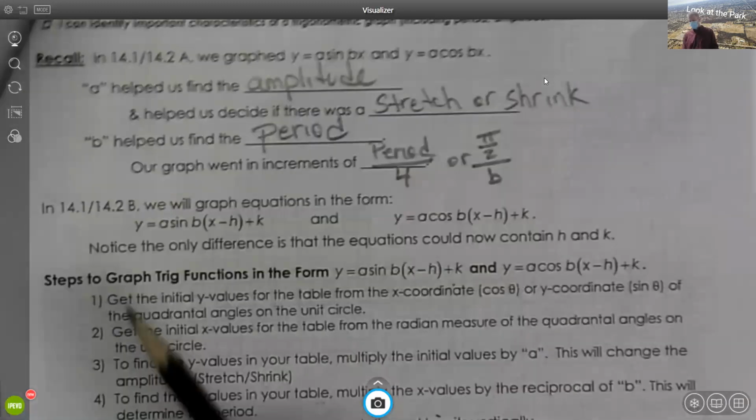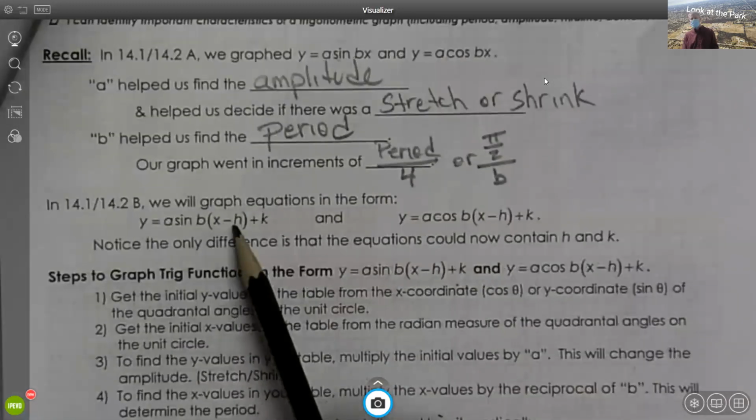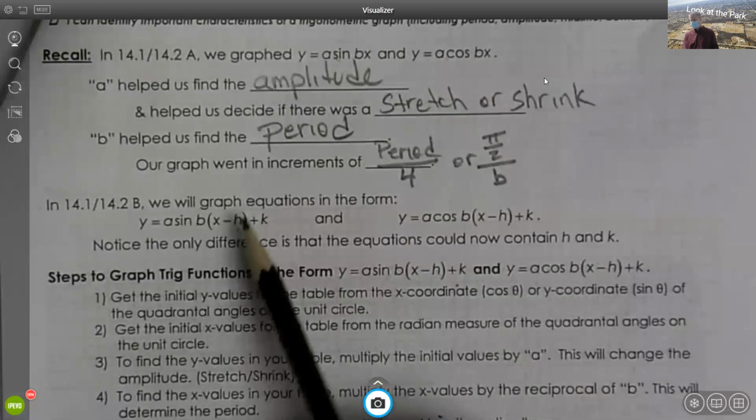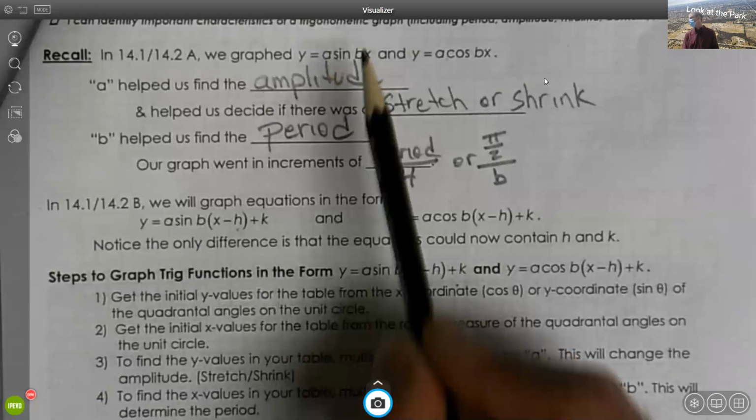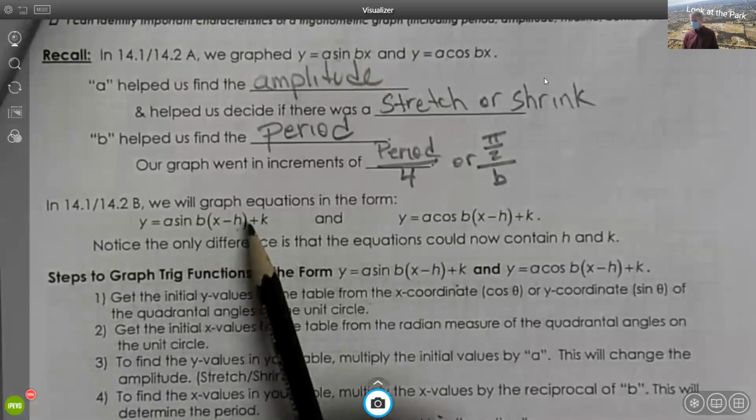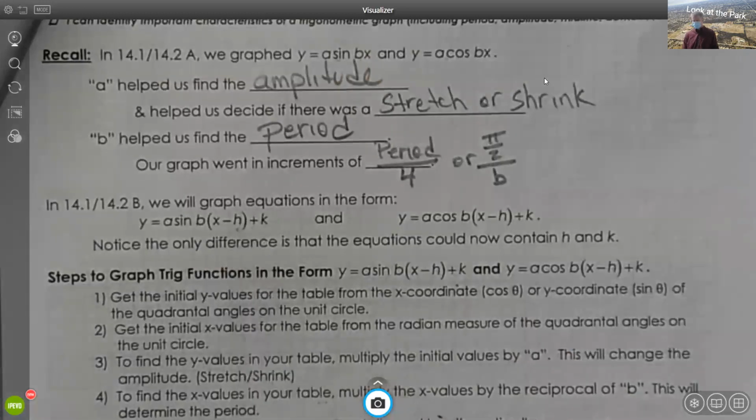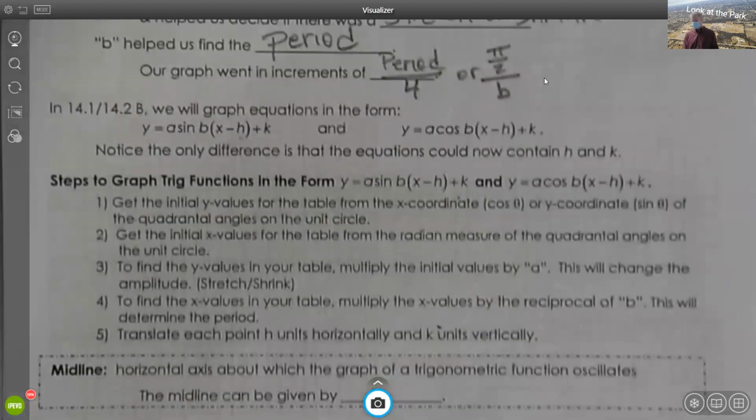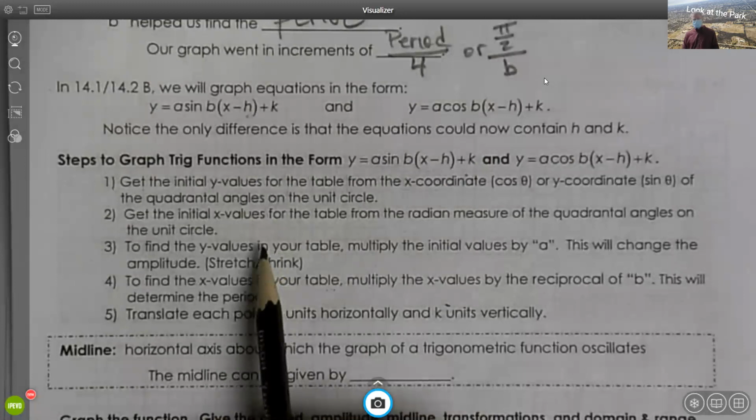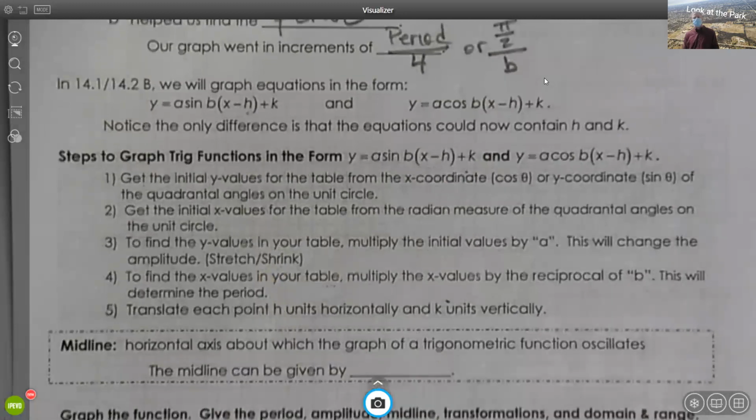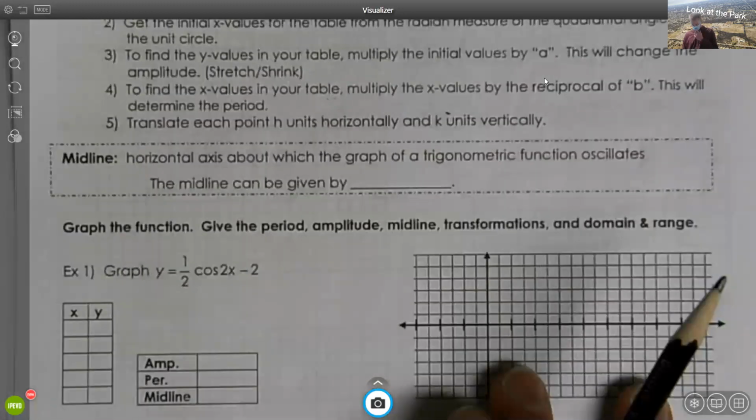So what we're doing new today, we are including the H and the K. In our last lessons, we have worked with the A and the B. Now we're going to include the H and the K for our translations. There's a whole list of different rules that we could follow. We'll jump down and go right into some practice problems.